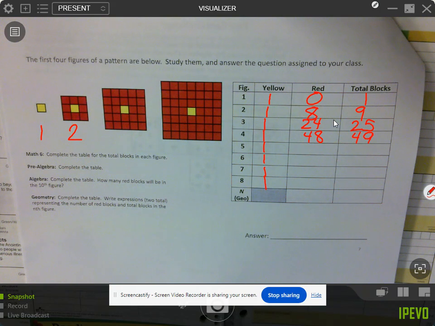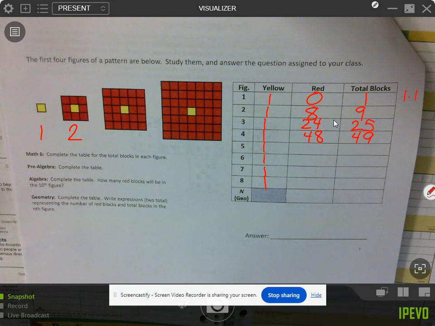Now if I look at my total blocks, can I see a pattern? I'm going to give you a clue. Who remembers what my favorite kind of numbers are? Lucas? Not primes. Grace? Perfect squares. Love perfect squares. They come up all the time. If we look at 1, 1 is a perfect square of what? 1 times 1.